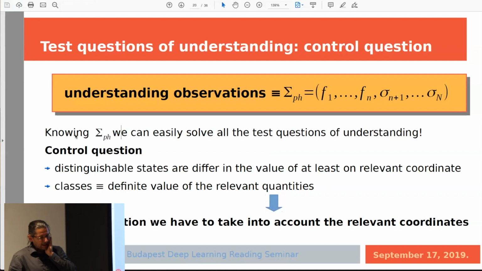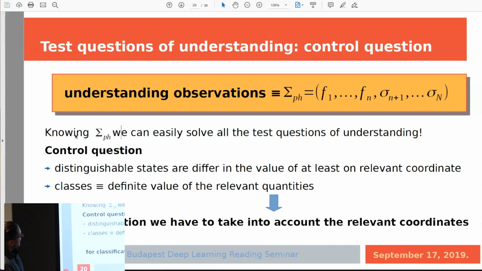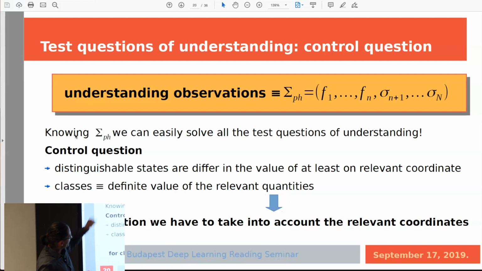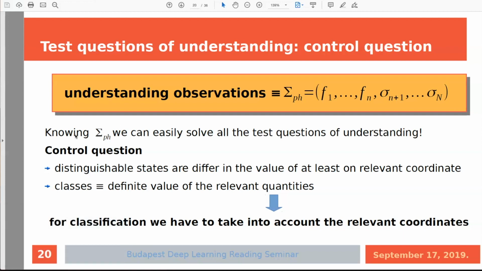Okay, let's go on, and let's go through shortly the test questions we have posed to check whether we understand what we want to study. First question was the control question. What we can tell is that the distinguishable states differ only in the value of at least one of the relevant quantities. So as I've said, this singles out the classes in the classification. That means that the classes correspond to definite values of the relevant quantities, and therefore for a control question for classification, we have to take into account only the relevant quantities because they define the classes.